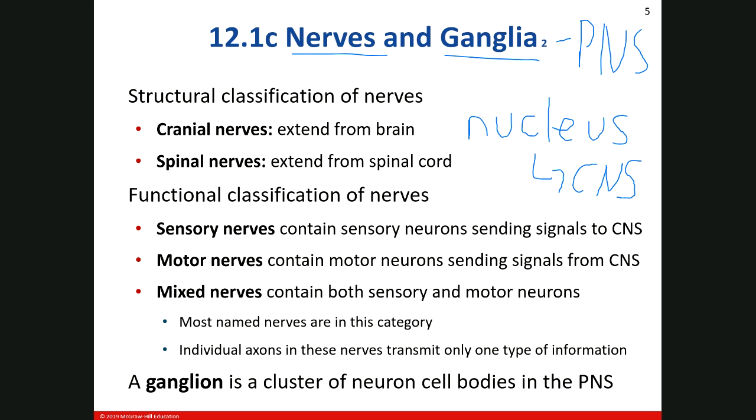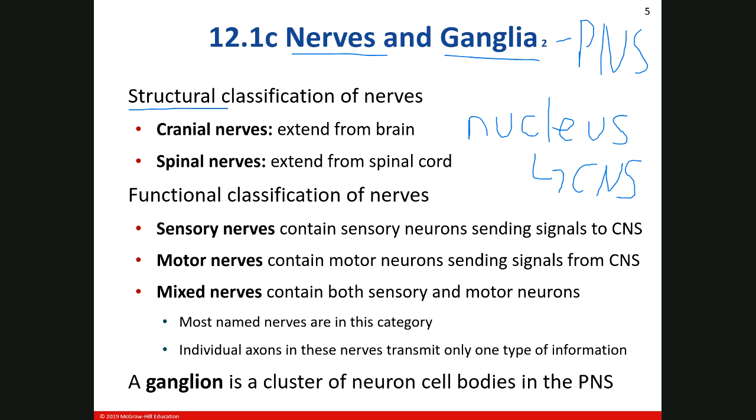All right, so when we're talking about the structural classification of nerves, that's going to be the anatomical classification. So that means, real simple, if you see a nerve coming off the brain, we refer to that as a cranial nerve. Keep it simple. If you see it coming off of the spinal cord, then it's a spinal nerve.